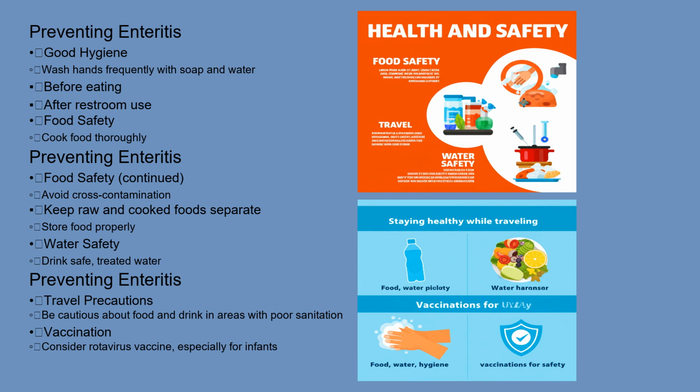Preventing enteritis involves practicing good hygiene and food safety. Wash your hands frequently with soap and water, especially before eating and after using the restroom. Cook food thoroughly to kill harmful bacteria, and avoid cross-contamination by keeping raw and cooked foods separate. Store food properly at appropriate temperatures. Drink only safe, treated water. When traveling to areas with poor sanitation, be extra cautious about what you eat and drink. Consider getting vaccinated against rotavirus, especially for infants.